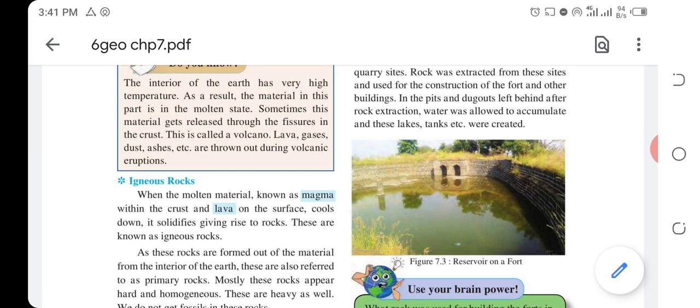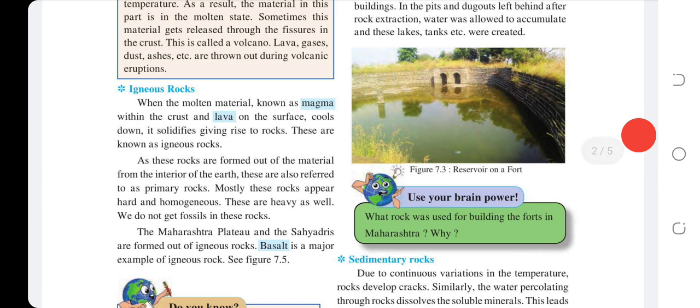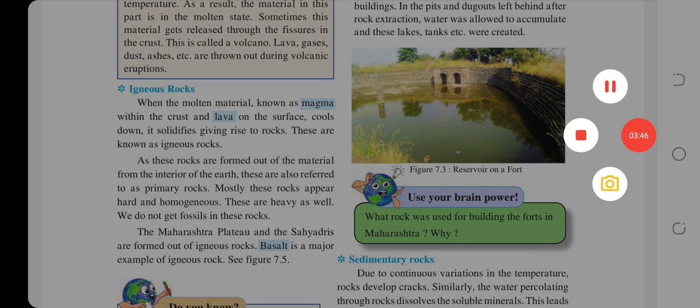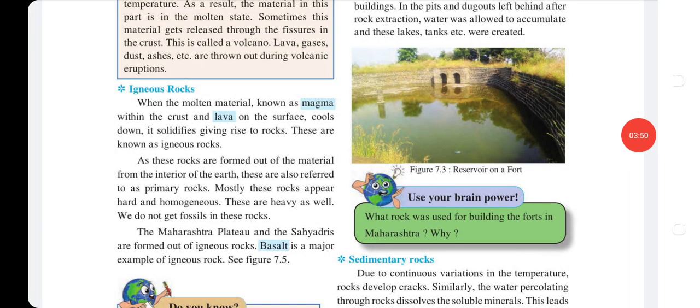Igneous rock. When the molten material known as magma within the crust and lava on the surface cools down and solidifies, it gives rise to rock. These are known as igneous rocks. As these rocks are formed out of material from the interior of the earth, they are also referred to as primary rocks.